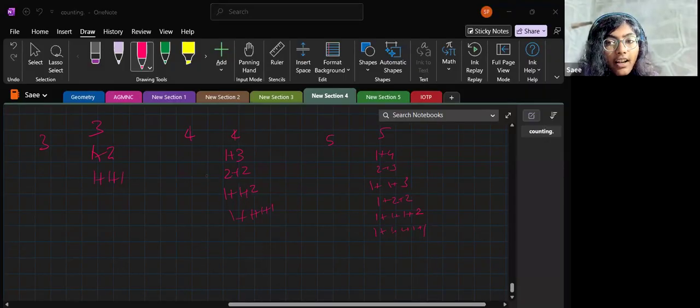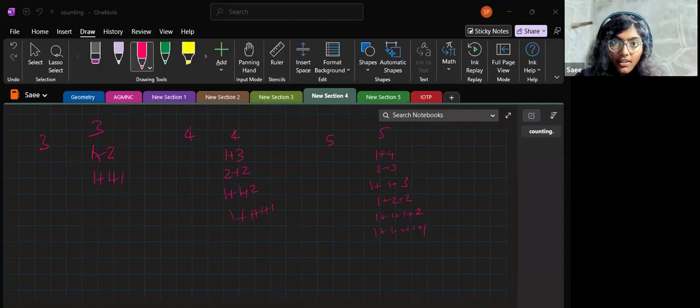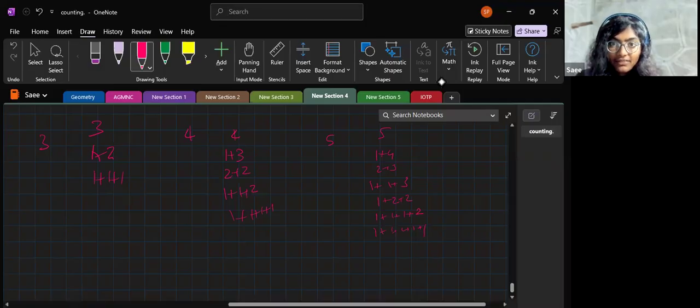Number of ways of reaching a number in Pascal's triangle? I don't follow. What do you mean by that? Okay. Any ideas for how we can solve this?